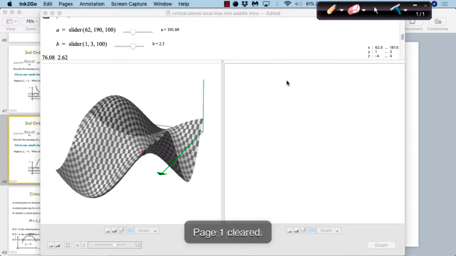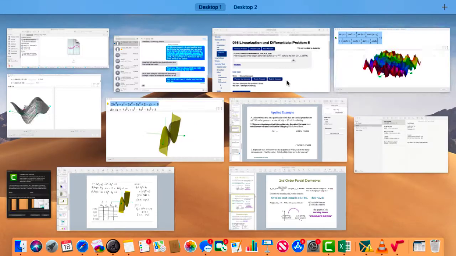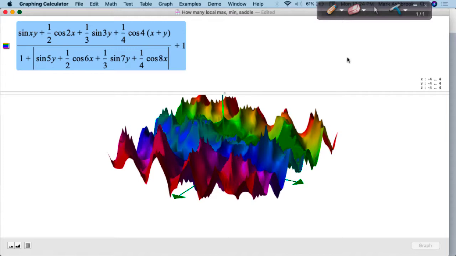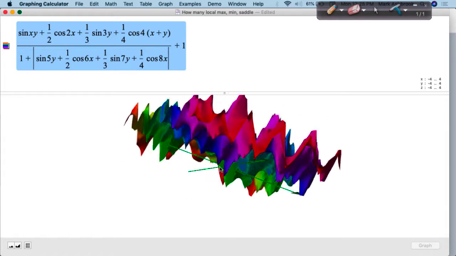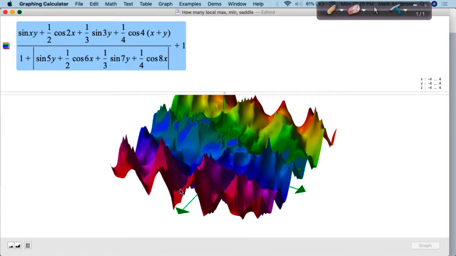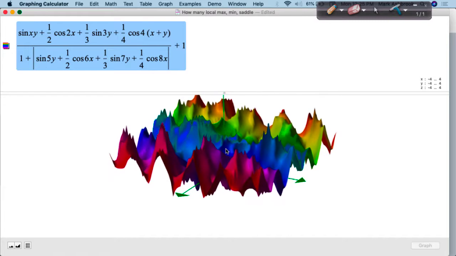Just as practice, I'm going to show you a graph. I want you to count how many local mins, local maxes, and saddle points. Ready? That's a pretty cool graph, huh? In a couple weeks we'll do a problem dealing with this function. If you know your calculus, it won't be so bad.